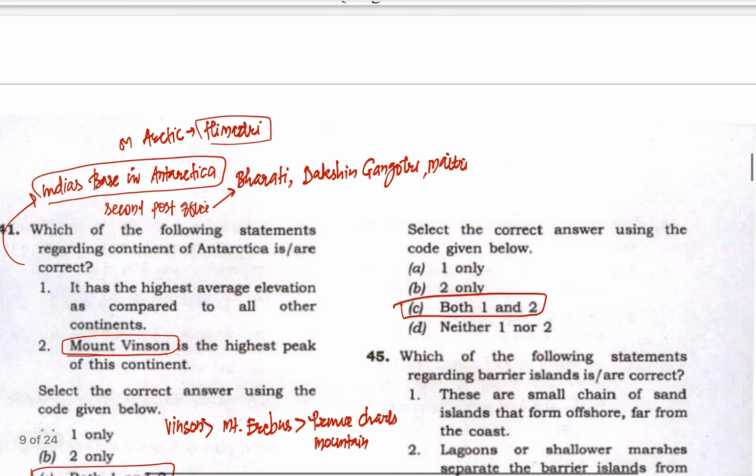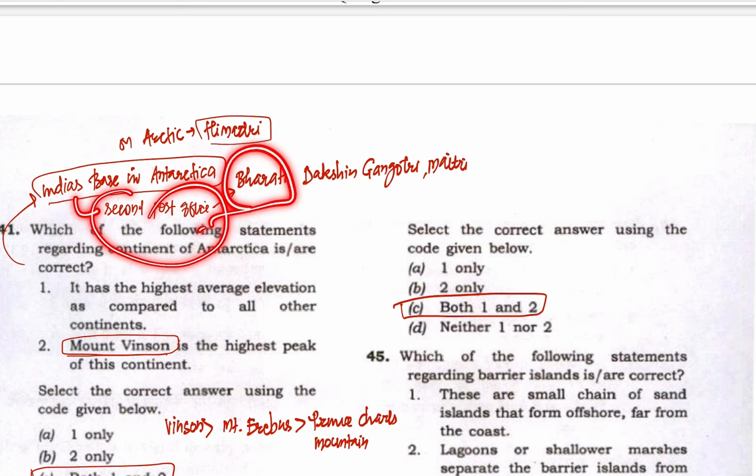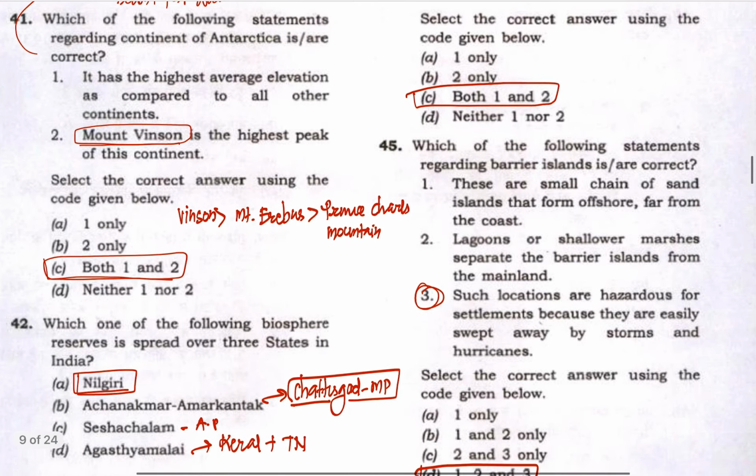Now, why is Antarctica important? Because India has 3 important bases on Antarctica: Bharati, Dakshin Gangotri and Maitri. On the Arctic side, India has the Himadri station, right? There was news recently that the Indian Post Office has opened its branch at Bharati station in Antarctica. That's why Antarctica is important.